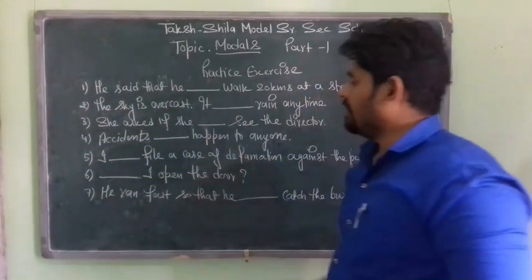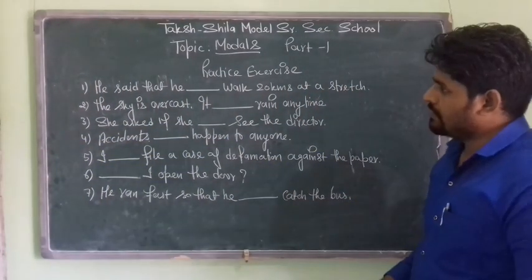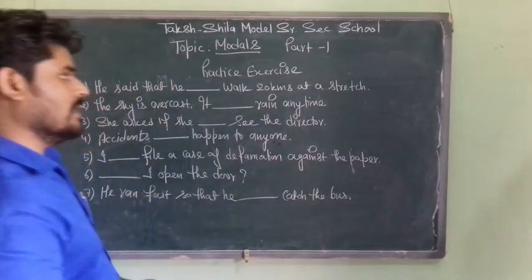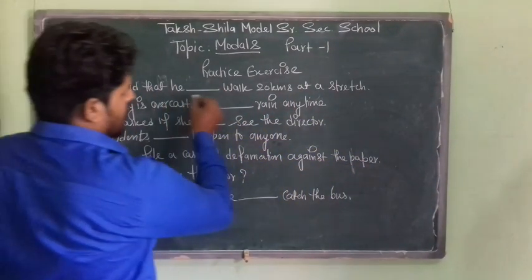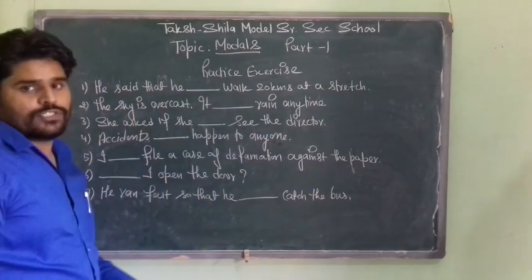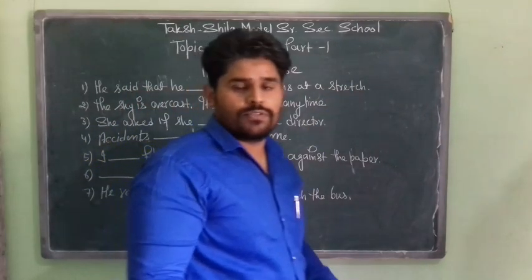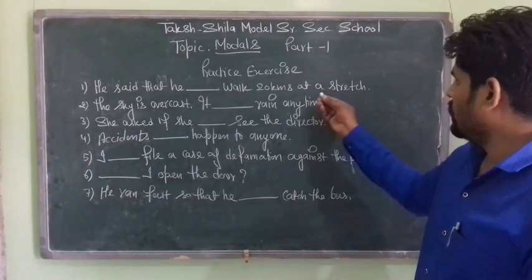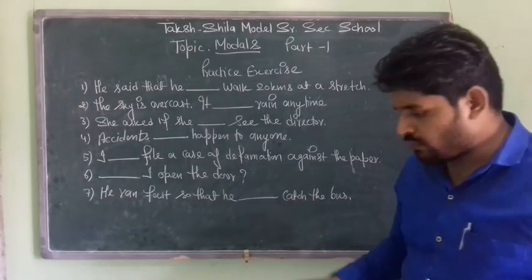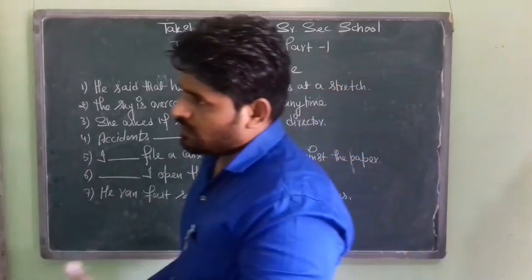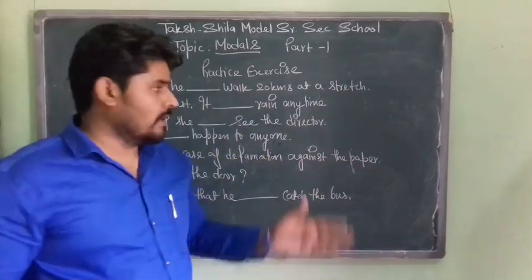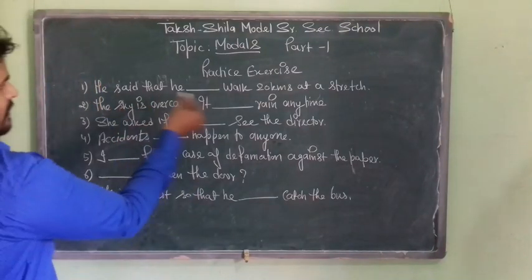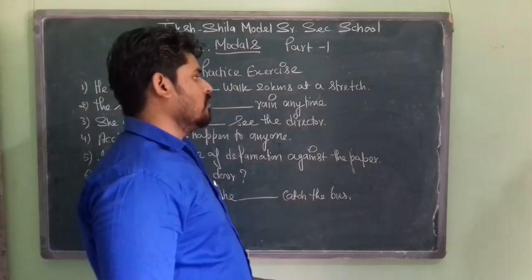So students, here the first example we have is: he said that he dash walked 20 kilometers at a stretch. So he walked 20 kilometers at a stretch. This is the ability of the person that he can walk 20 kilometers without stopping. Means once he starts walking, he does not stop unless and until he covers 20 kilometers. So students, he said that he can walk 20 kilometers at a stretch.